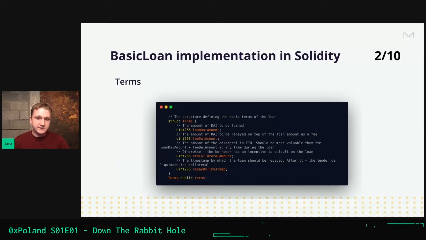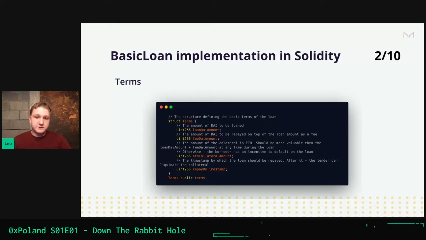So there is a loan amount. The loan DAI amount is because we will be using the DAI token for that, and the DAI token is soft pegged to USD. So basically this loan will be in USD. And we will be using Ethereum as the collateral. And as we've talked before, Ether is the native token of the Ethereum blockchain and also has its value.